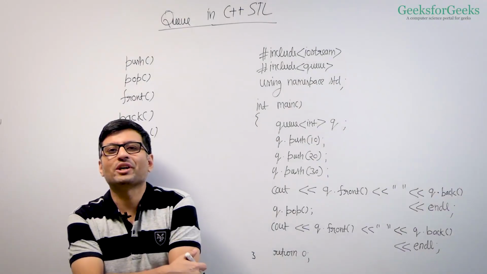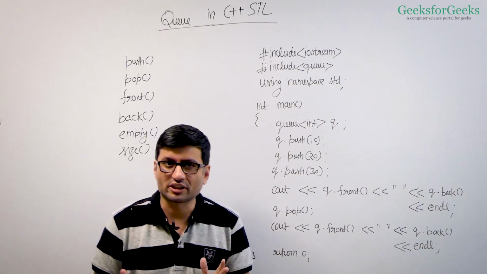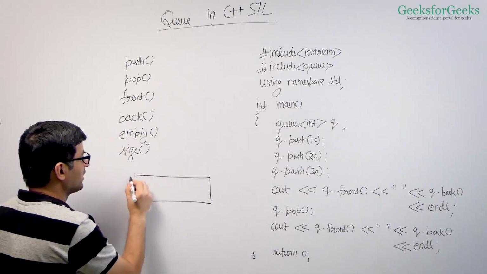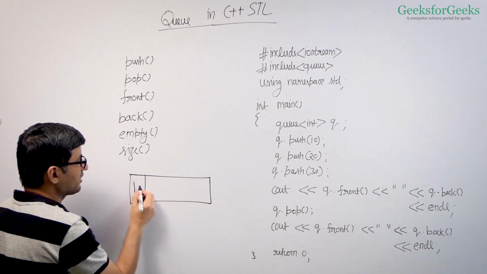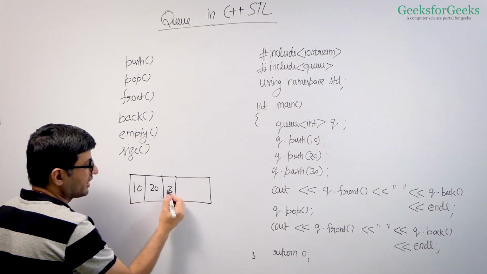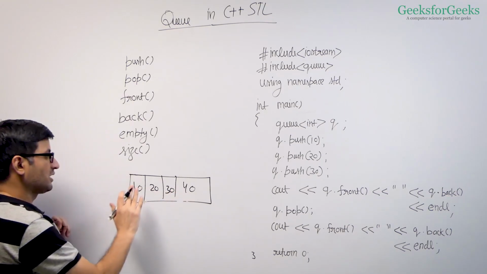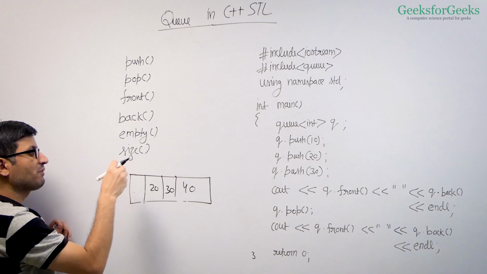Hi, in this video we are going to talk about queue in STL. So a queue data structure works this way. You have a set of items, you put them in, first in, first out order, right? So first say 10 is inserted, then 20 is inserted, then 30 is inserted, then say 40 is inserted. Now if you remove an item, this 10 will go out first, right? Because this was inserted first.